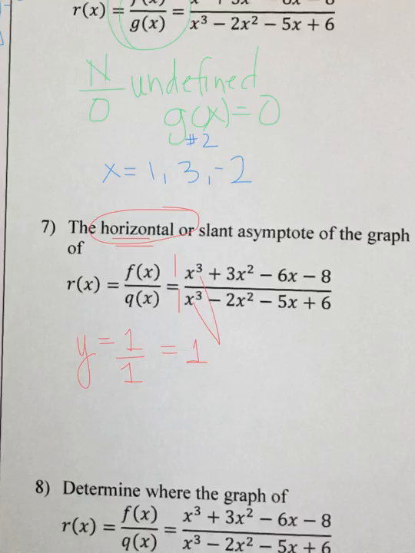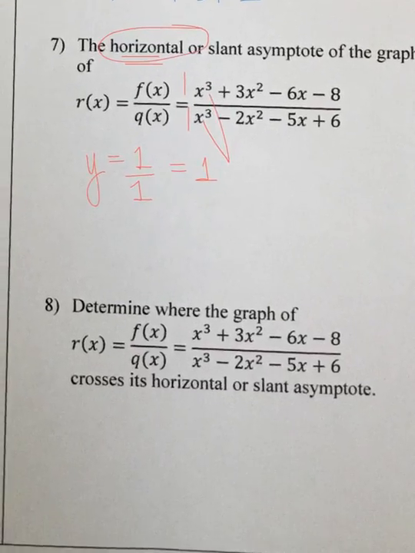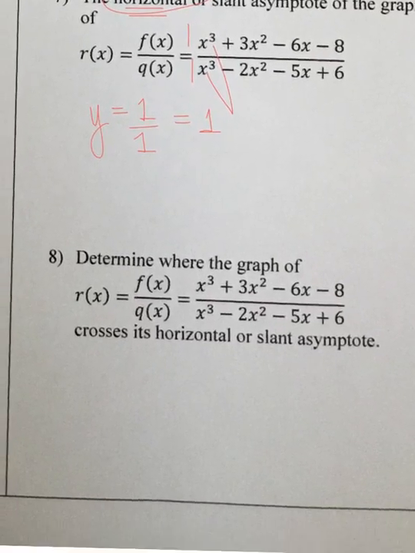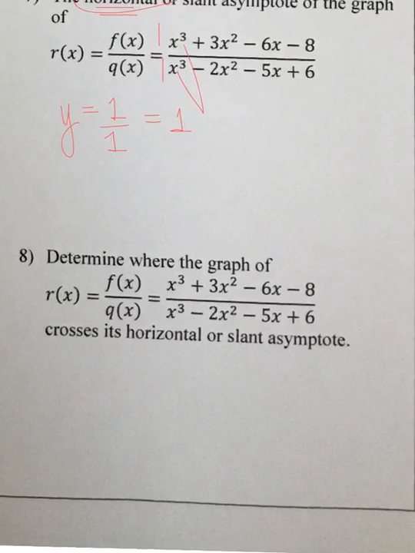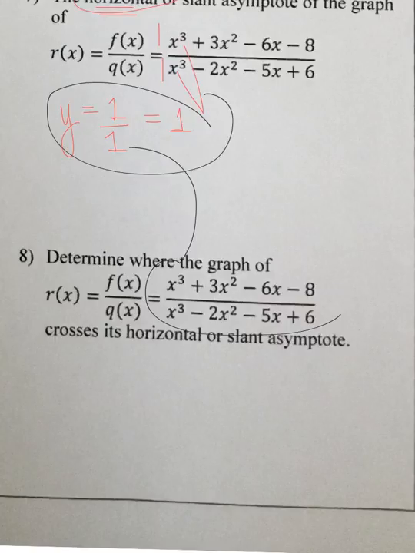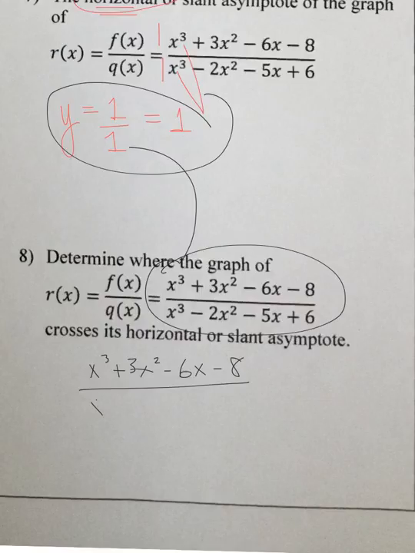So then the next thing that we want to do is try and see if we touch this horizontal asymptote. To say if we touch, it's really saying when is y equals 1 touching this graph. In other words, we're asking when does x cubed plus 3x squared minus 6x minus 8 all over x to the third minus 2x squared minus 5x plus 6 equal 1?